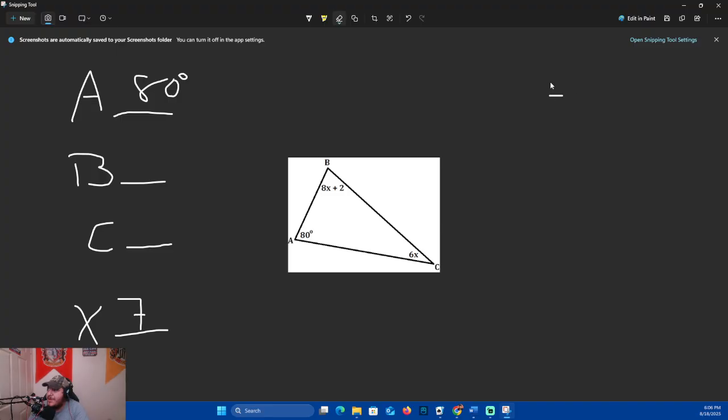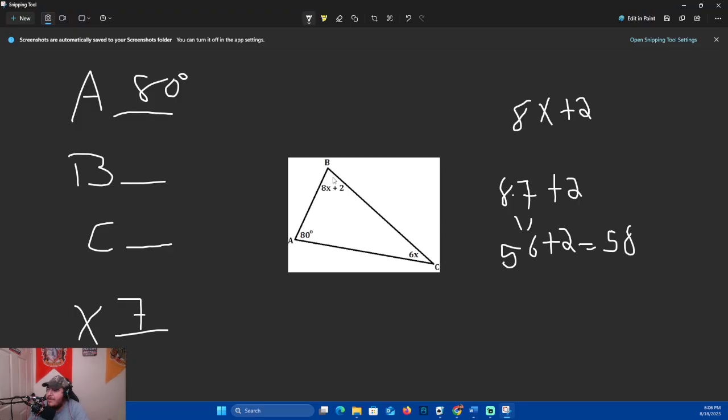Okay, so now we're going to solve for b. Now the function of b is 8x plus 2. Once we're substituting the x, it would be 8 times 7 plus 2. And 8 times 7 is 56. And 56 plus 2 is 58. Therefore, b has to be 58. You see that? It has to be 58.